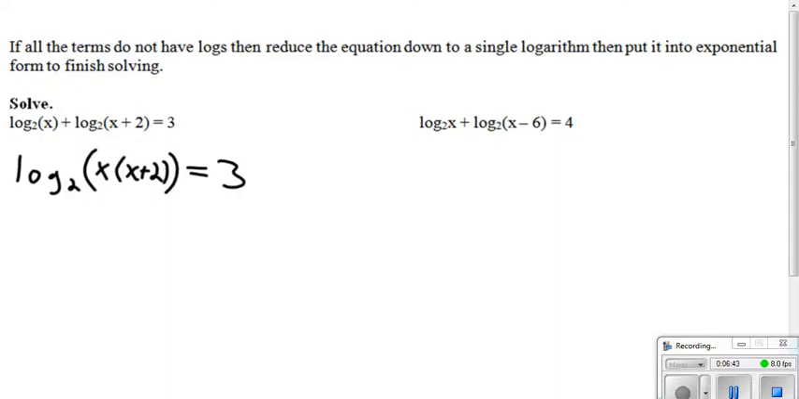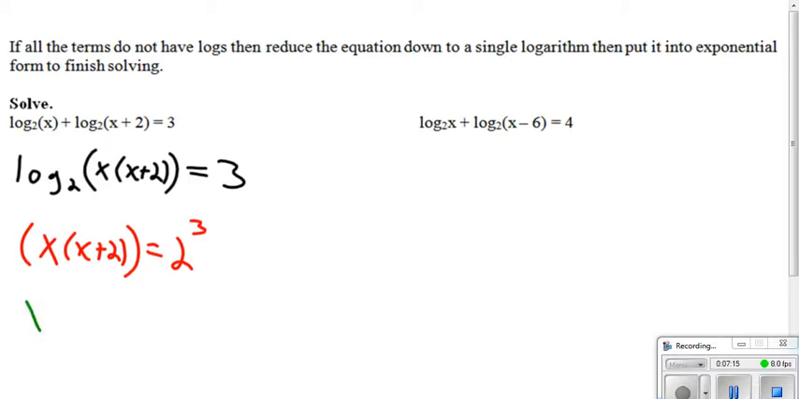Now that we have just one logarithm that we're working with, we can change that to an exponential form. And we would then say, we'll leave this on this side, x times x plus 2 equals 2 to the third power. And again, that's just simply going from a logarithmic form to an exponential form. We know exactly what this means. We didn't do anything too extreme here. Now all we have to do is distribute and simplify, or should I say, and solve.